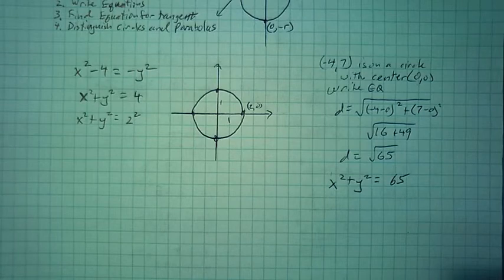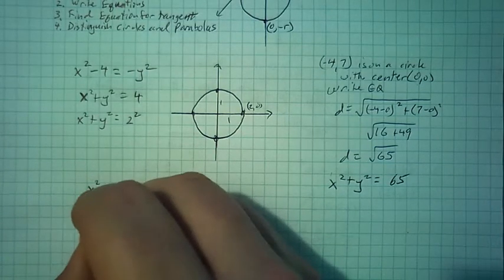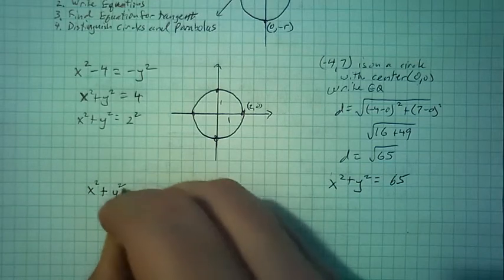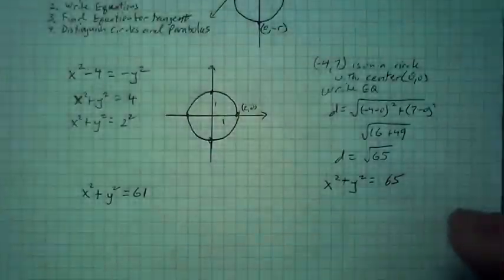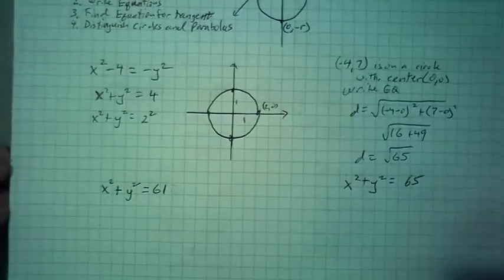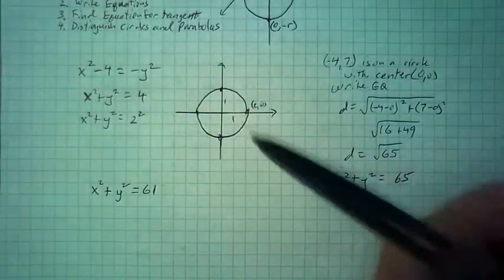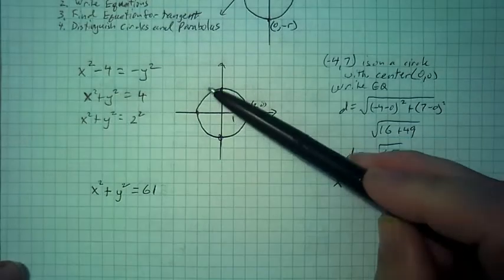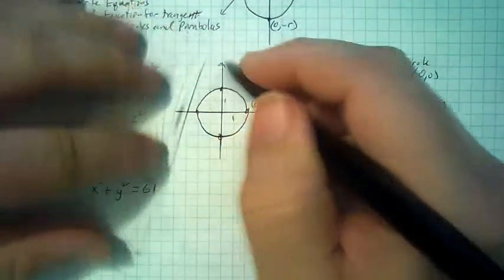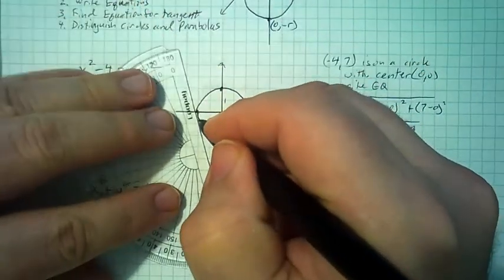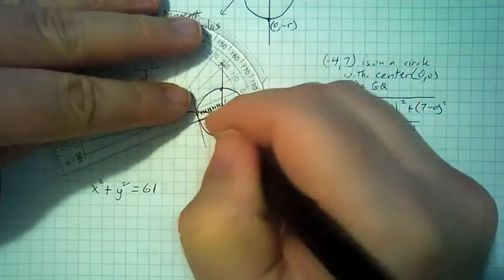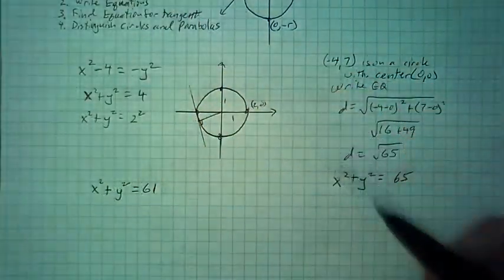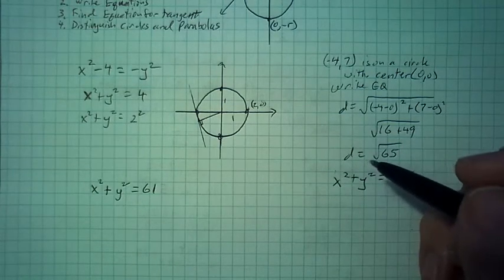Okay, thirdly, equation for a tangent line. A little piece of geometry that hopefully you remember, but it's okay if you don't, I'm going to remind you, is that the tangent line to a circle is always perpendicular to the radius at that point. Tangent lines are always perpendicular to the radius.